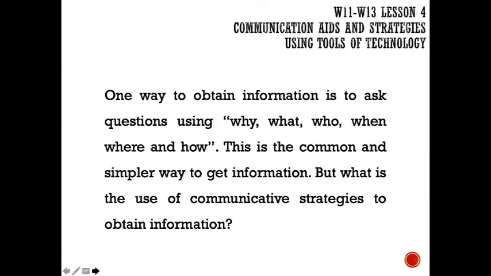So one way to obtain information is to ask questions using your WH questions, which are your why, what, who, when, where, and how. We use these kinds of questioning because this is very common, and at the same time, it's the simplest way to get information. Whether you want to know the name of a certain person, or the idea or whatever that person believes in, the use of your WH questions is the most common way to get those kinds of information. So how can we use this type of questioning in communicative strategies to obtain information?